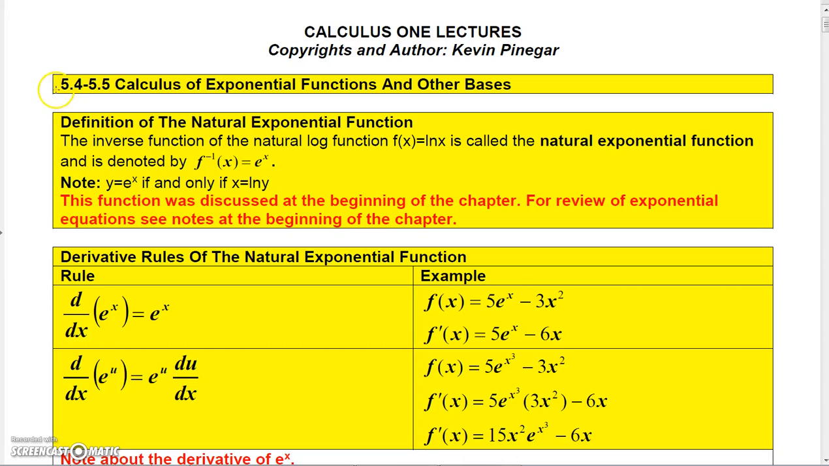Okay, in this section, I've actually combined two sections here. 5.4 is really just the calculus of exponential functions, and 5.5, I'm just going to call that section the other bases. So we'll get to that at the very end.